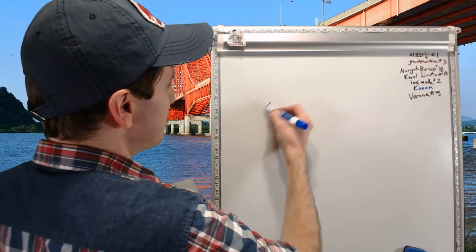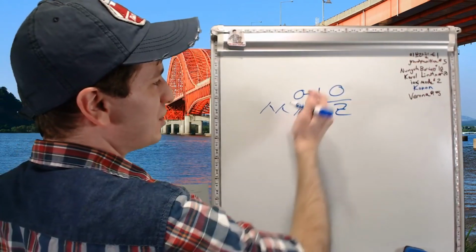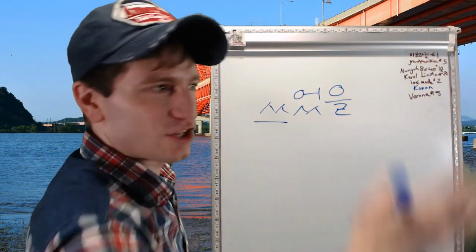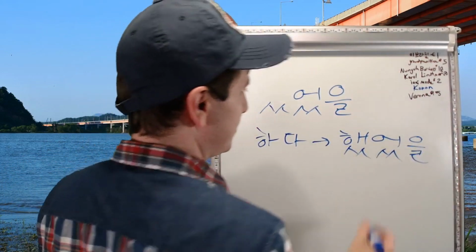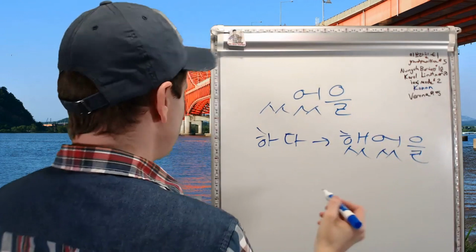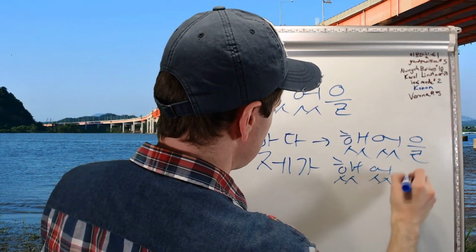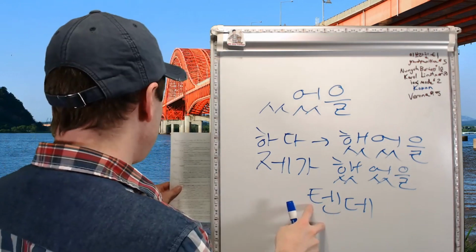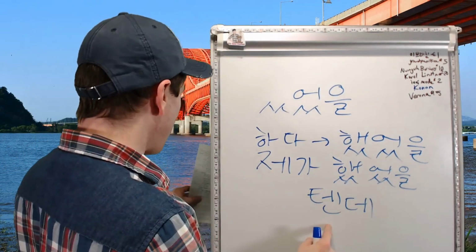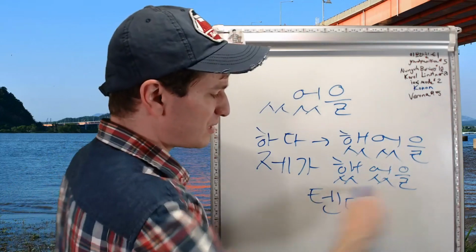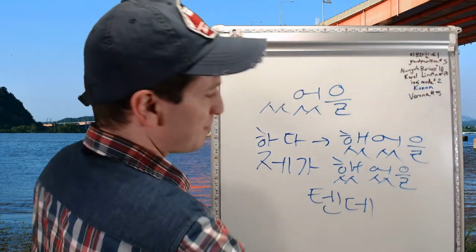You can also use this with double past tense. So first you get the regular past tense here. Then you attach ot, which makes it a double past tense. So had done. Now we attach and then you can do 테니까 or 텐데. So you can say something like 제가 했었을 텐데. Means like, oh, I would have done it. Hey, if you asked me, I would have done it. 제가 했었을 텐데.